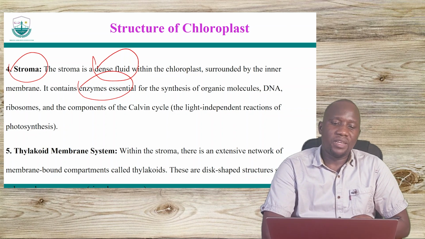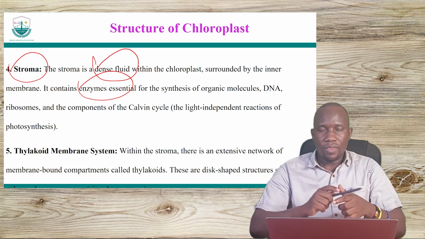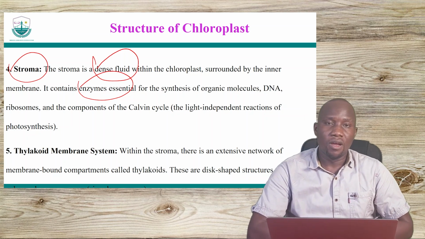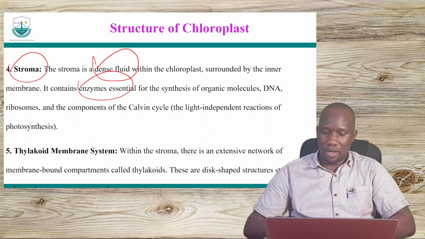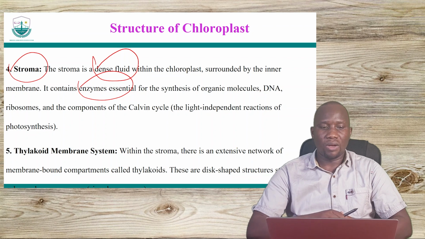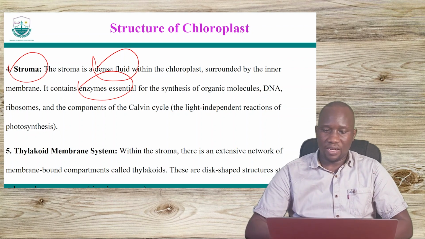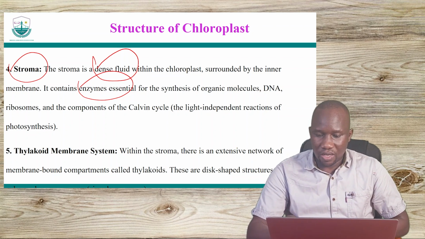And then we have the thylakoid membrane system. Within the stroma, you have a network of membrane-bound compartments. They're the ones that we call the thylakoid system. So basically, let's go back to that image again. You see this connection here. This one is connected to this one is connected to that.